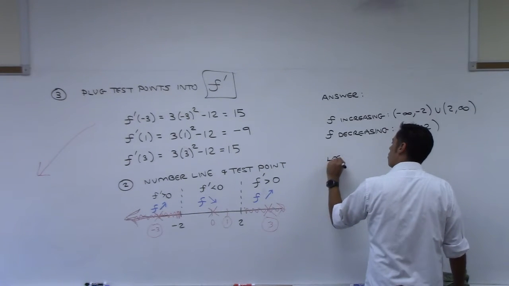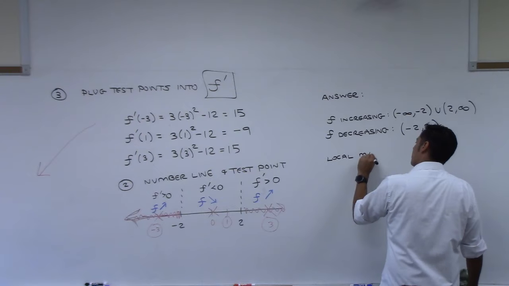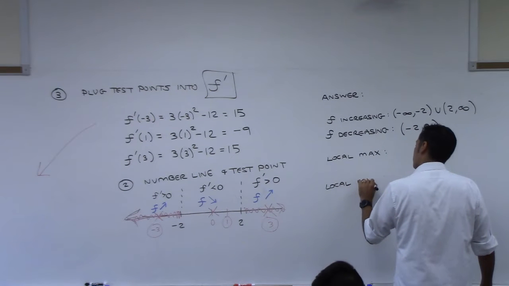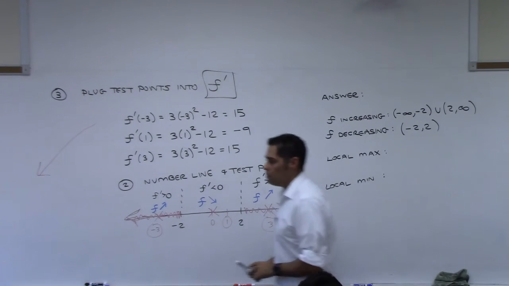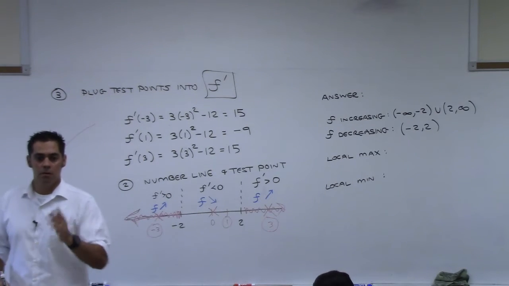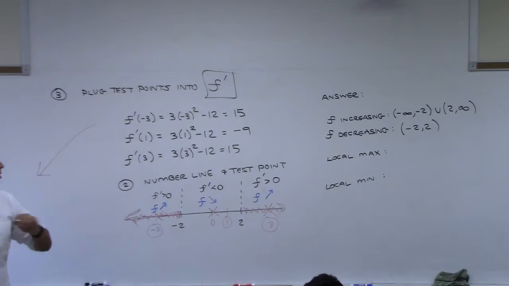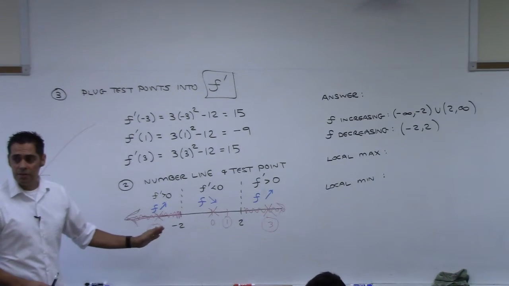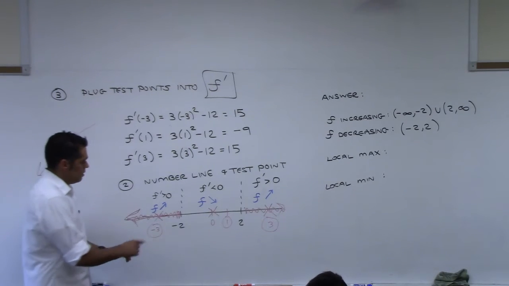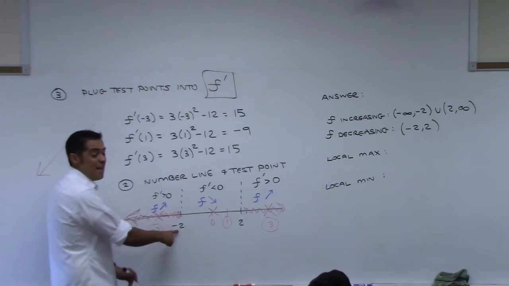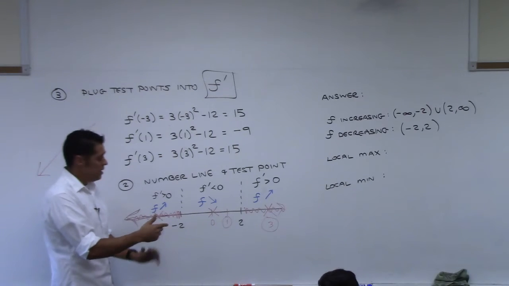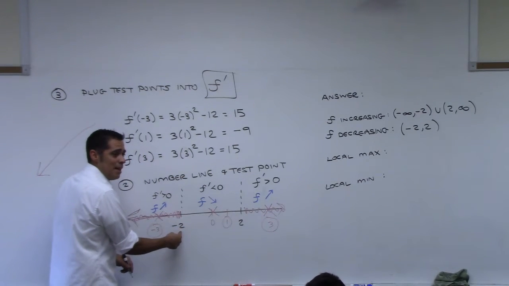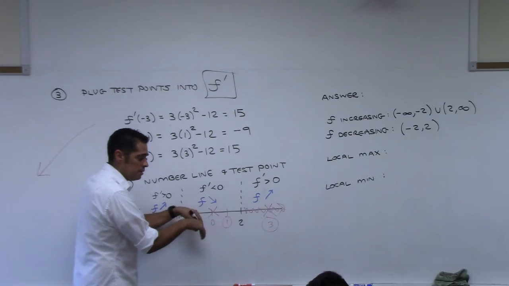Do we have any local maxes? And do we have any local mins? Okay, so at 2 and -2, we've got things happening here. So what's happening at -2? Is it a max or a min? Oh, max. It's a max, right? So we go up, then down. That means we have a maximum at -2 because we go up and then down.